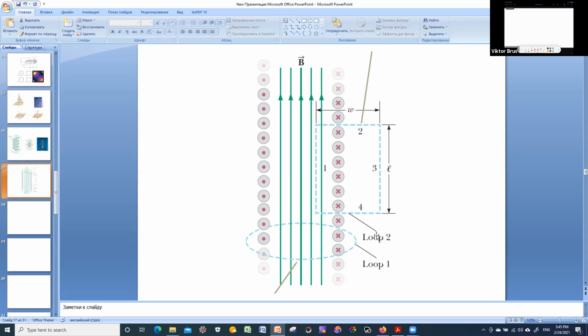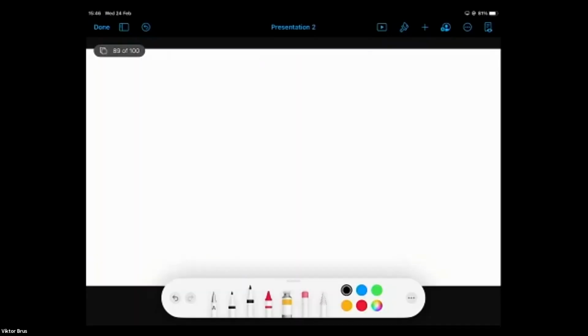Let us come back to our slides where we can start writing, and we can show that the integral of the scalar product of the B vector times the ds vector is equal to the integral of this scalar product only along path 1.